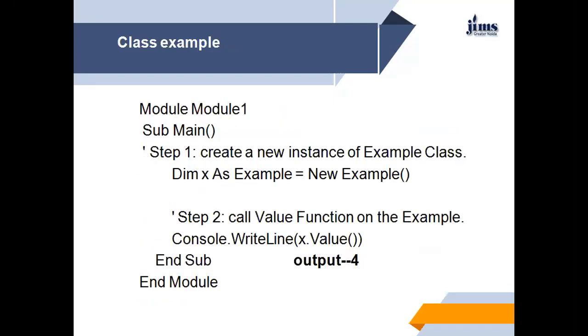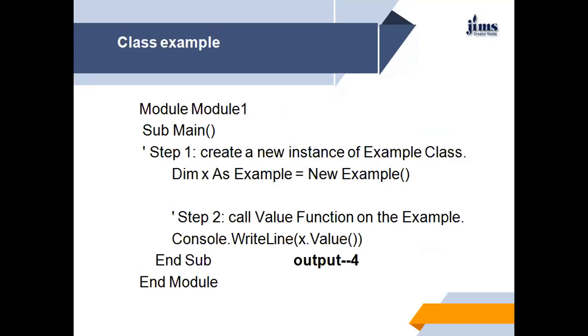Now this is module 1 sub main. The program execution will begin from the main. Now step 1, create a new instance of the example class. Dim x. x is a variable we have as example. We are creating a class variable like this: example equals to new example. Here we are constructing with the help of the new keyword.